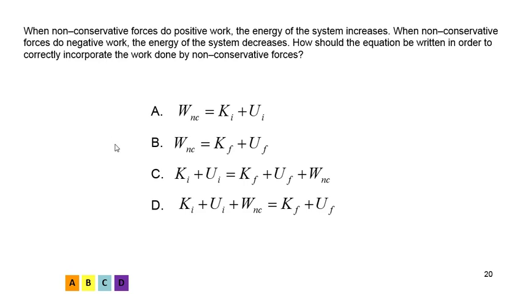Okay, so I want to show that if a non-conservative force does positive work, we increase the total mechanical energy of our system. And if the non-conservative force does negative work, we decrease the total mechanical energy of our system. And that is going to be represented by this equation here. So let's say your non-conservative force does 5 joules of work. Well, what does that mean?